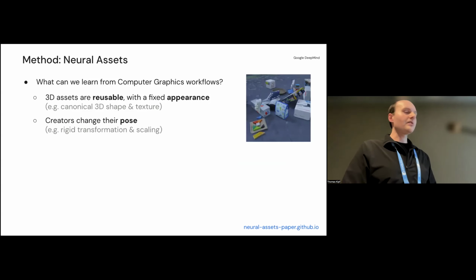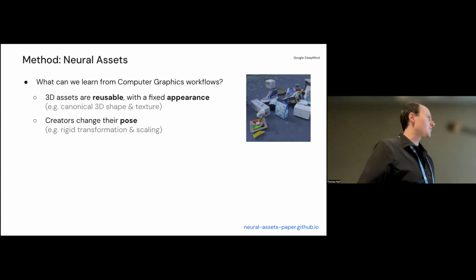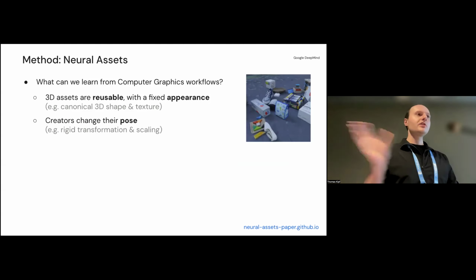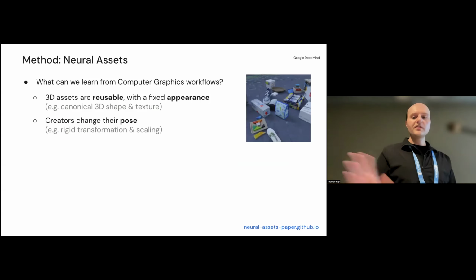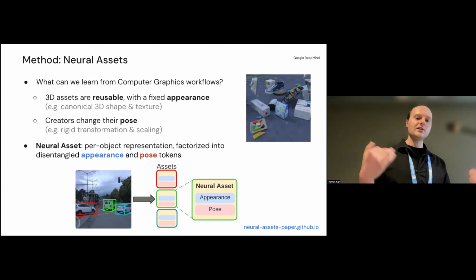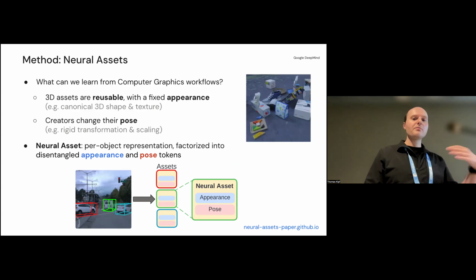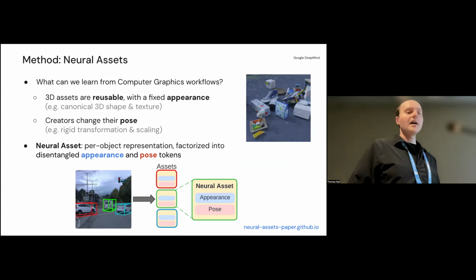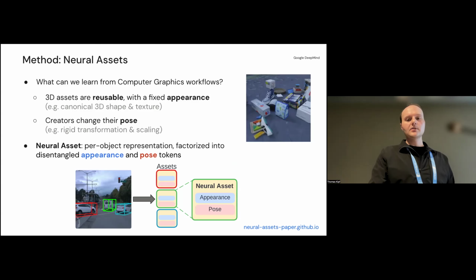The typical way of interacting with that is you change the pose, you define where it is. You maybe change some non-rigid aspects of the pose. You have these degrees of freedom in your asset and so forth. Now with neural assets, the idea is basically to have a learned neural representation of that. So you have a per-object representation that is factorized into a disentangled appearance and pose representation. And so now the big question is how do we learn that in practice?